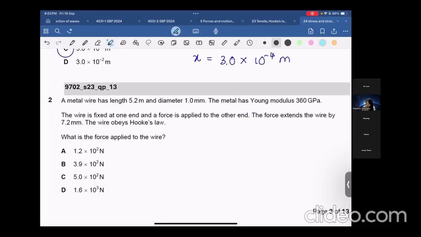What is the force? The wire has a length, so this one is L, the original length. They give you the diameter D, so you have to calculate the area by yourself. Then the Young modulus, G. What is the value for G? Giga. Times 10 power of what? Find it out by yourself. I already told you your calculator can help you.